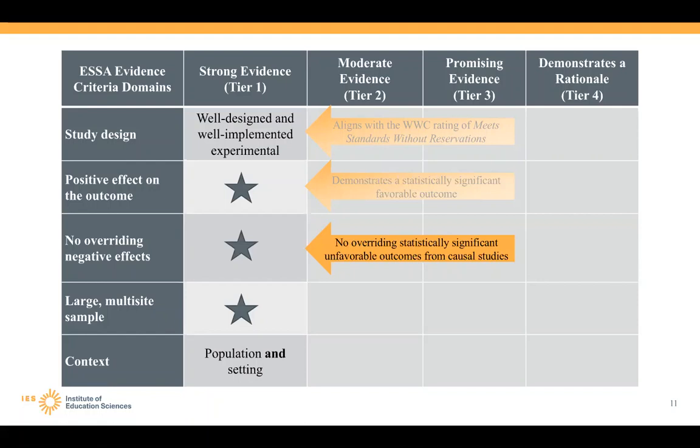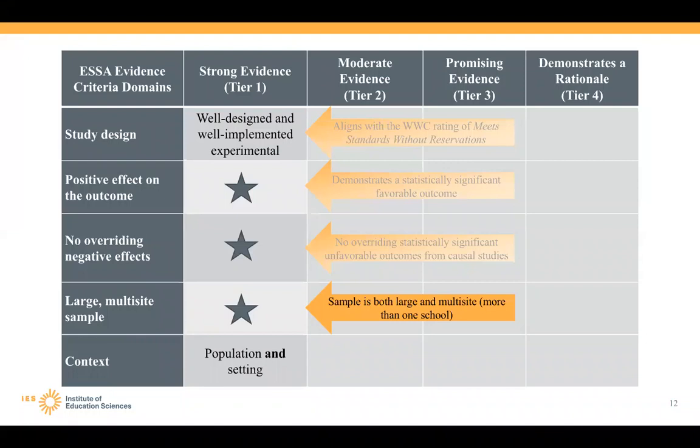So in order for an outcome to be considered overriding, it has to both come from a study that also meets What Works Clearinghouse standards, with or without reservations, which could be the same study or from a different study, and it must be statistically significant and unfavorable.